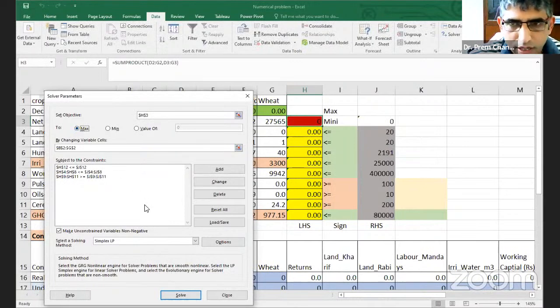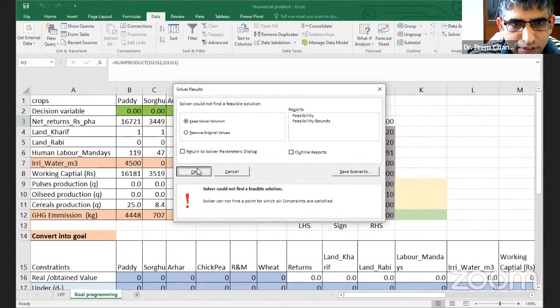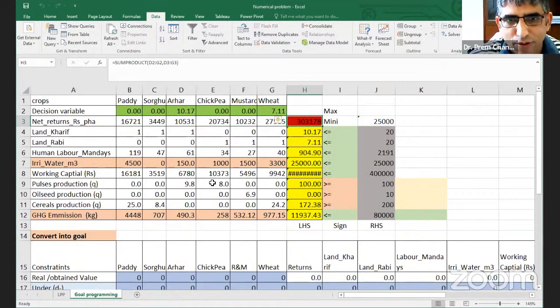Okay, solve it. I want to maximize net return. I'm only doing this for one objective, but I will demonstrate how I can achieve all the goals simultaneously. So I'm solving. It is saying that it is not possible. It's not possible to minimize your GHG emission, and you can even reduce the water, and still it's saying that it's not possible.